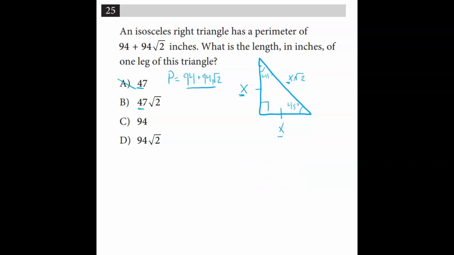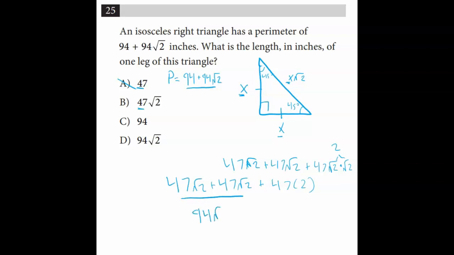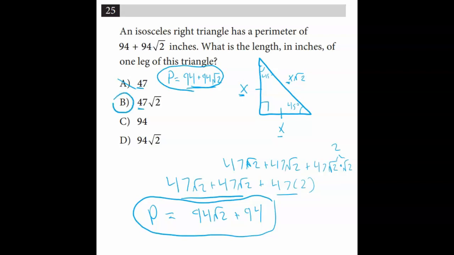And so if I do that, I get 47 square root of 2 plus 47 square root of 2 plus 47 square root of 2 times square root of 2. So you actually end up with this being 2. So redrawn, you get 47 square root of 2 plus 47 square root of 2 plus 47 times 2. Adding these together, you get 94 square root of 2, and 47 times 2 gives you plus 94. And that is actually the perimeter that we're looking for. It's the same as the one given to us in the question. So therefore, B is the correct answer for 25, and that is the fast way to solve it.